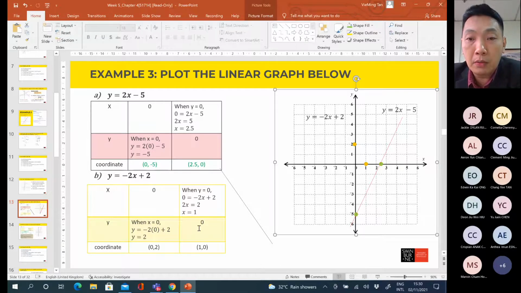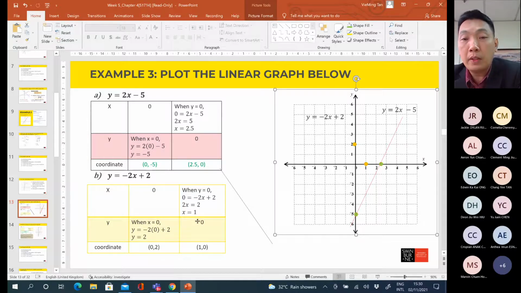Okay, let y equal 0. So when y equals 0, that means on the left hand side here, this part will be equal to 0. Now we have to transpose the formula so that we can get x. So we can move minus 2x to the left hand side, and it becomes plus 2x. Then move this coefficient 2 to the right hand side, and it becomes divided by 2. So 2 divided by 2 is equal to 1.